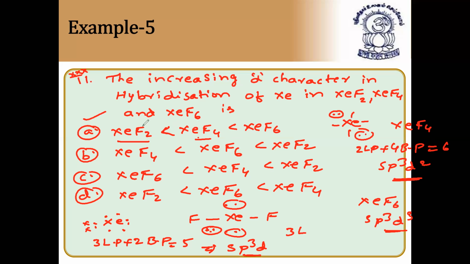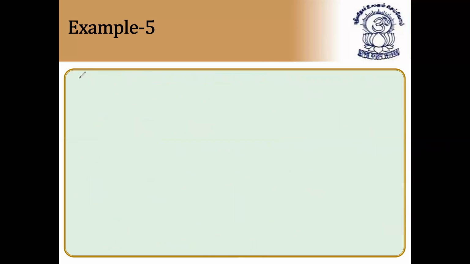I hope it is clear. XeF2 is undergoing sp3d hybridization. XeF4 is undergoing sp3d2 hybridization, means D character is more. XeF6 is undergoing sp3d3, so D character is still more. So the answer is this increasing order. I hope it is clear. So this type of questions are important for the exams. Next, question number 12.